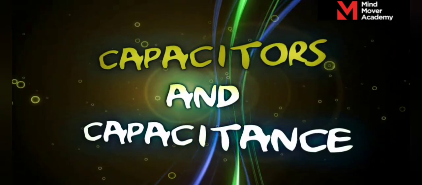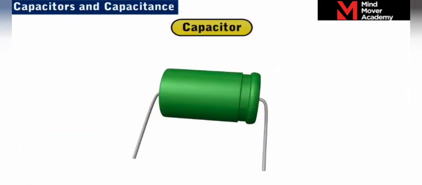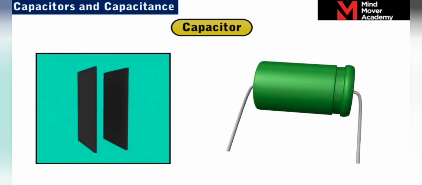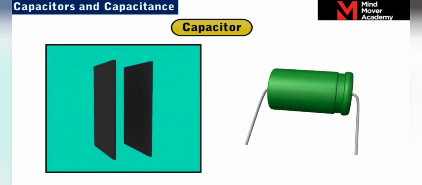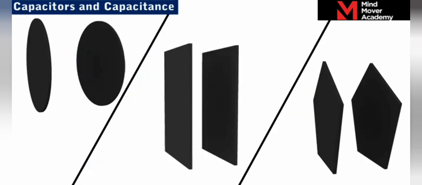We will be studying about capacitors and capacitance. Capacitors are devices that store electric charge. A capacitor essentially consists of a system of two conductors close to each other and separated by an insulating medium. The conductors can be of any arbitrary shape.